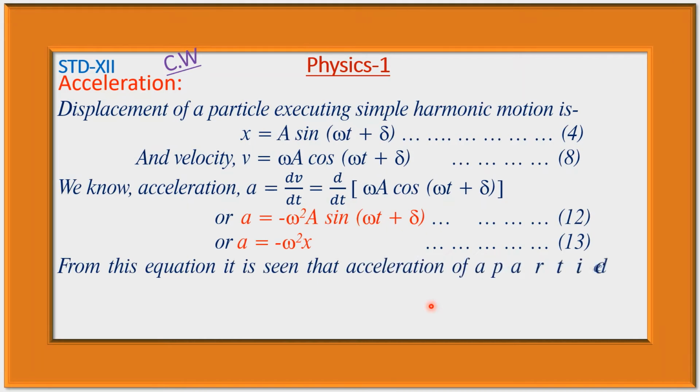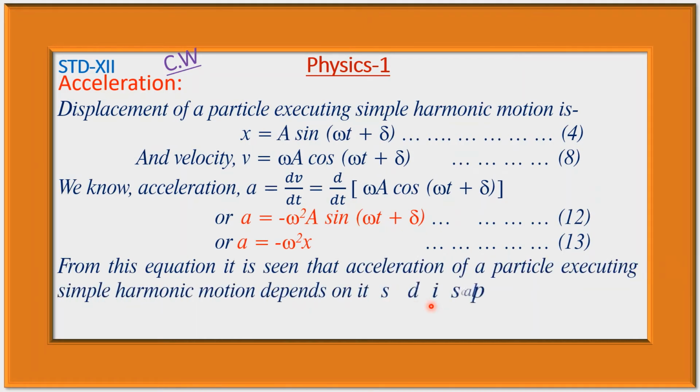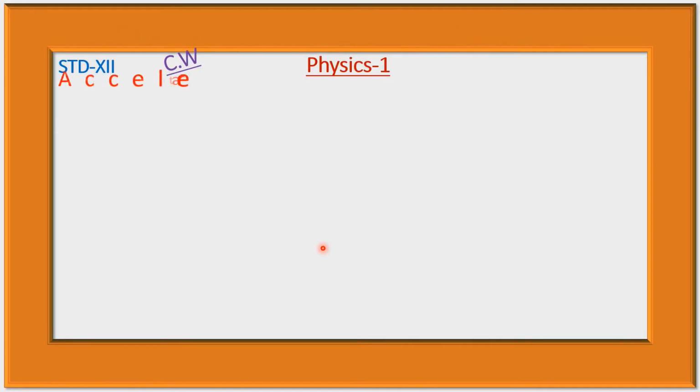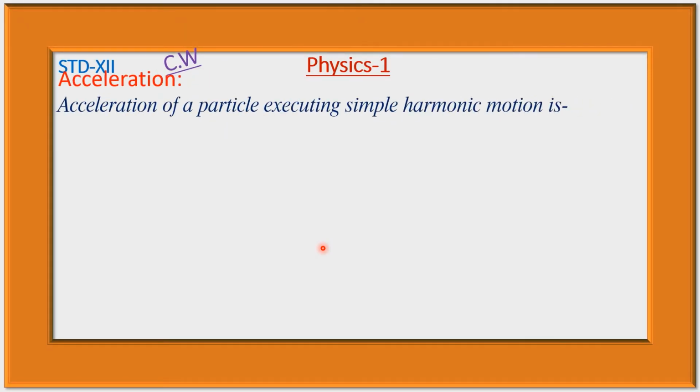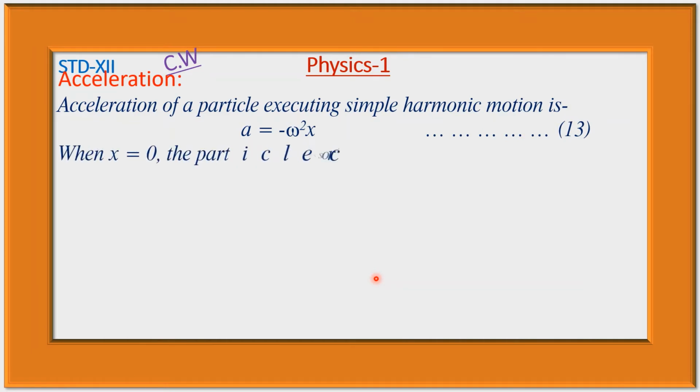From this equation, it is seen that the acceleration of a particle executing simple harmonic motion depends on its displacement x. That is, acceleration a depends on displacement. Acceleration of a particle executing simple harmonic motion is a is equal to minus omega square x, and we know acceleration depends on displacement x.